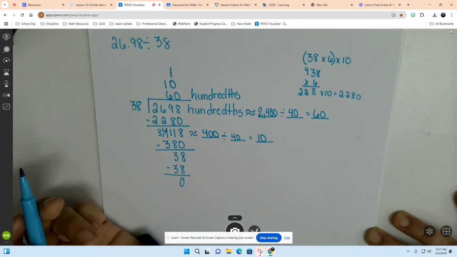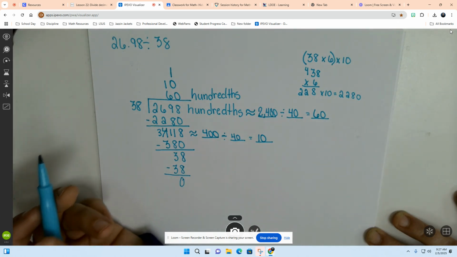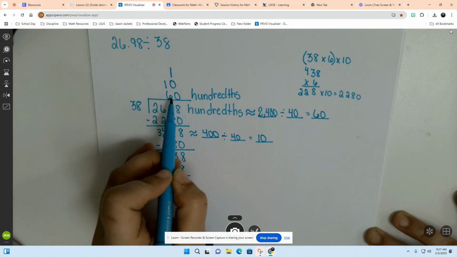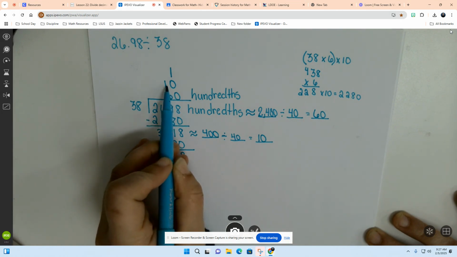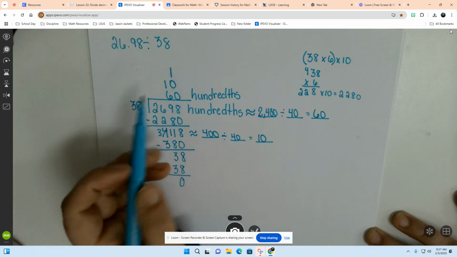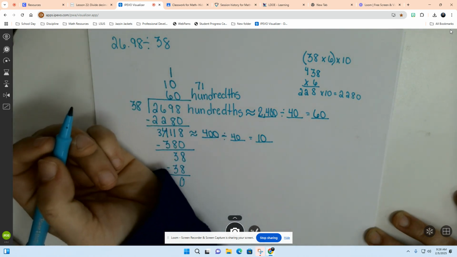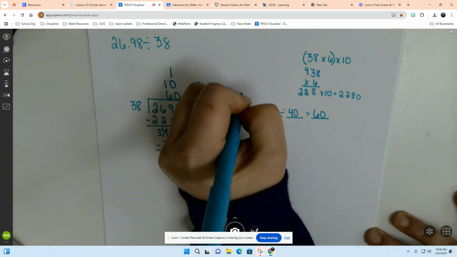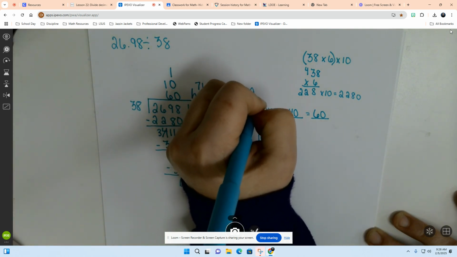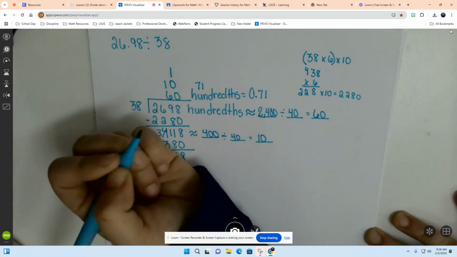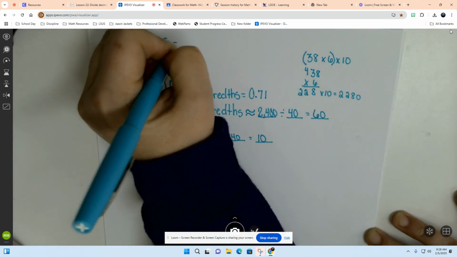So how do I find my actual quotient? Add all of them. Okay. Don't forget that it's hundredths. So 60 plus 10 plus 1 is 71 hundredths. 0.71. That is what it equals.